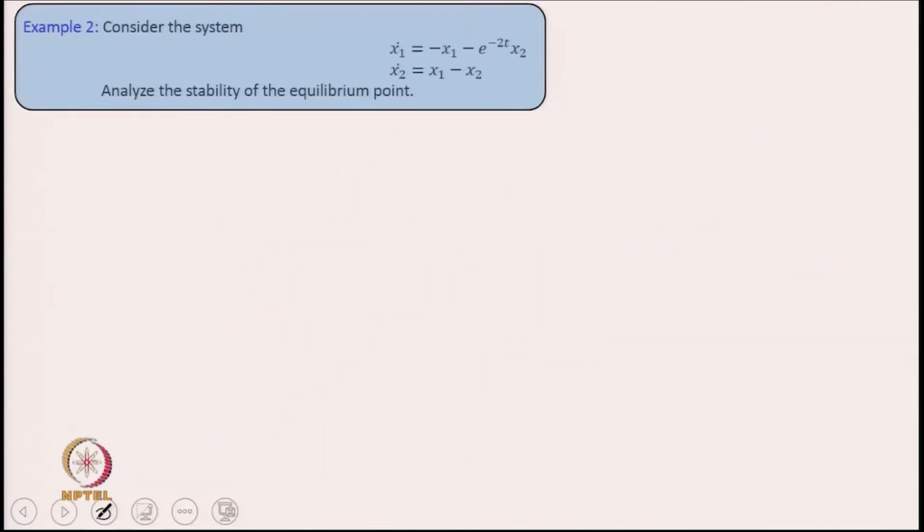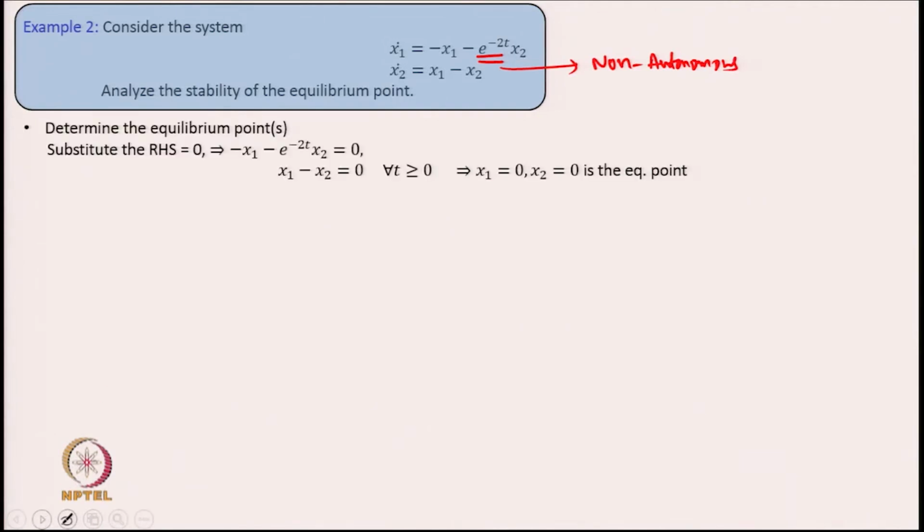Let us move to the next example. So, this is a system with two states x1 and x2, and again we can see that this is a non-autonomous system. And we have been asked to analyze the stability of the equilibrium point. So, as we did before, we determine the equilibrium point: we set the right hand side equal to 0, and we find that x1 equal to x2 equal to 0, which is the origin, is the equilibrium point.